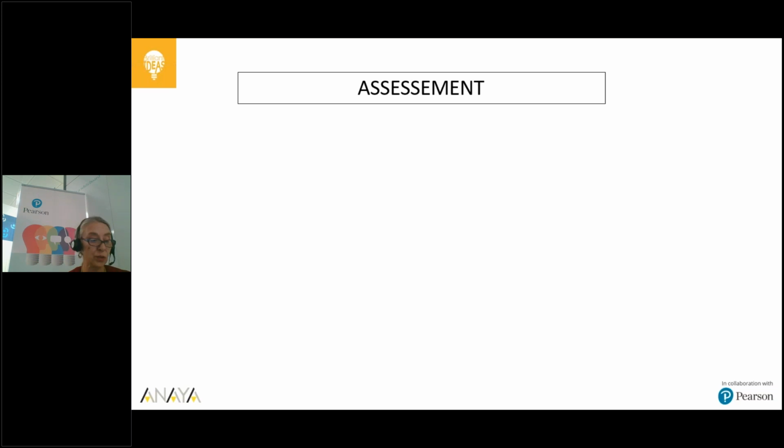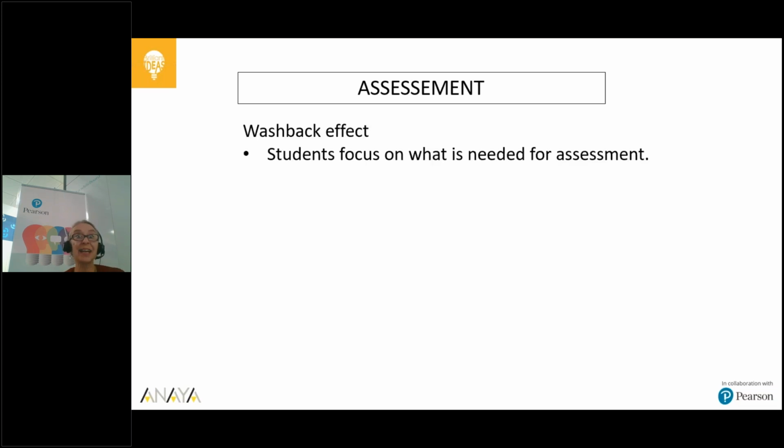I'd like to talk a little bit about assessment as well, because this is at the end of a body of work. We need to assess it. And here I come back to the learning objectives. We have to assess according to the learning objectives that we've established at the beginning of the learning process. There's a very famous effect called the washback effect, which means that students tend to focus all their learning effort on what's needed to be successful at assessment.